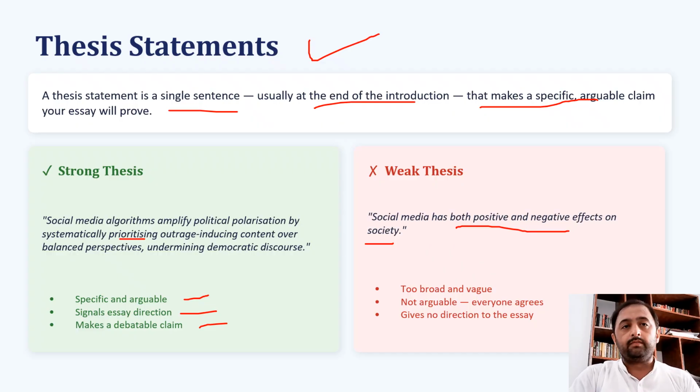So here is the table of differentiation. It is too broad in its wording, not arguable, everyone agrees about it. It gives no direction to the essay. There is no clarity in it. So that's why the other one is the strong thesis statement.